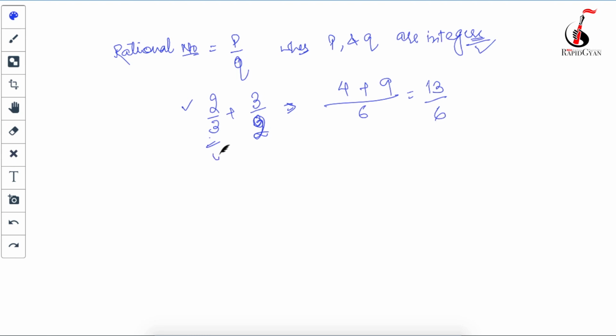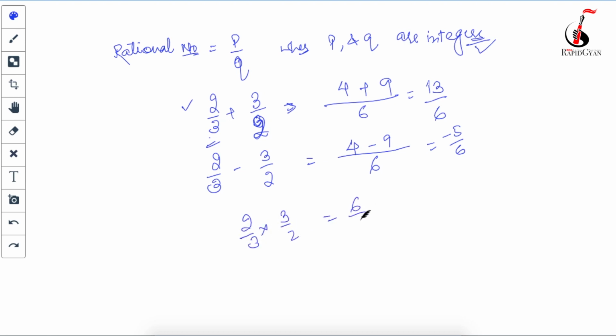Okay beta. So now how will you do subtraction? Subtraction is simple, beta. 2 by 3 and 3 by 2, same thing. We'll take the LCM. This will become 4 minus 9, which gives me minus 5 upon 6. Now multiplication: 2 by 3 multiplied by 3 by 2, which is equal to 6 upon 6, which is equal to 1. And division: 2 by 3 divided by 3 by 2.